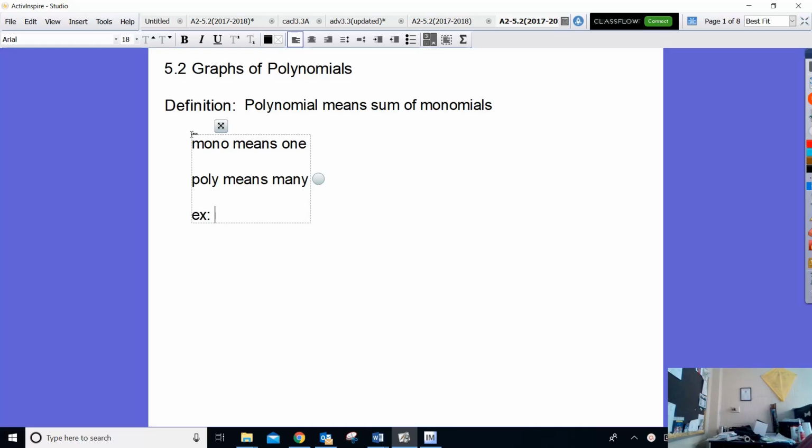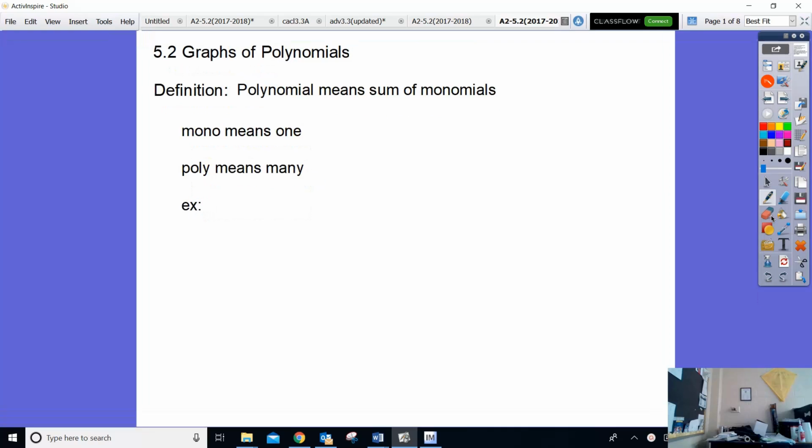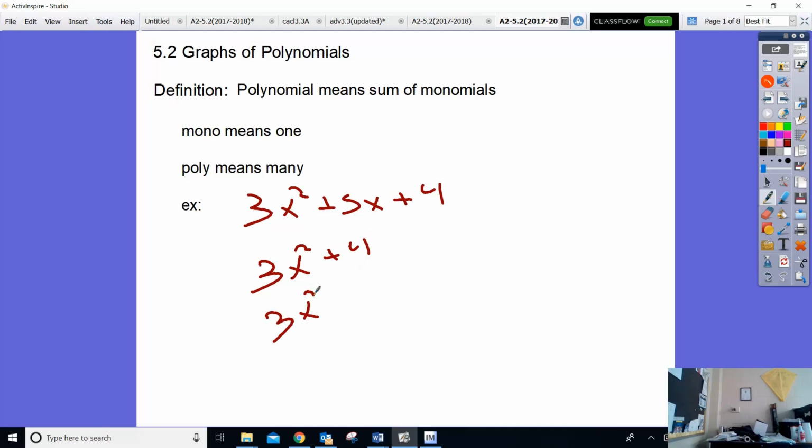You've been studying examples of polynomials all of chapter 4. Quadratics, those are polynomials. Something like 3x squared plus 5x plus 4. Isn't that the sum of many? That's a polynomial. So 3x squared plus 4 is a polynomial. For that matter, so is 3x squared, because there's the hidden 0. A polynomial can actually be one thing. There's always the plus 0 that's under there. That makes it a polynomial.